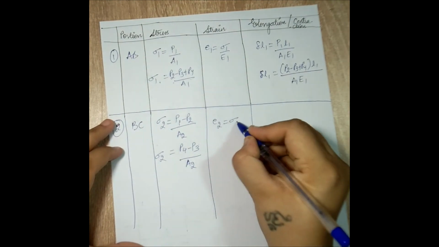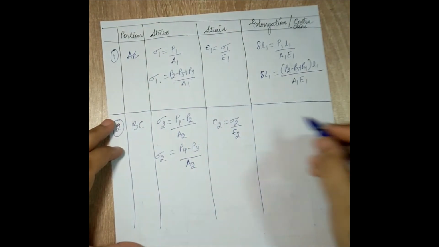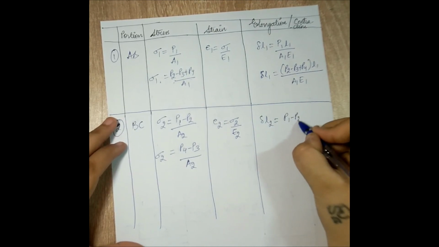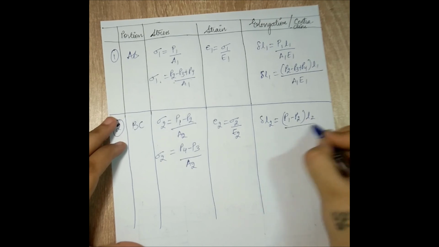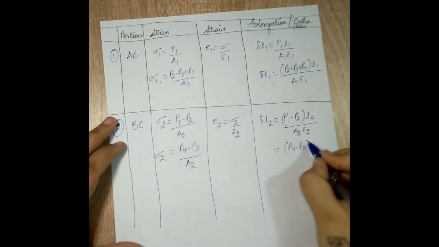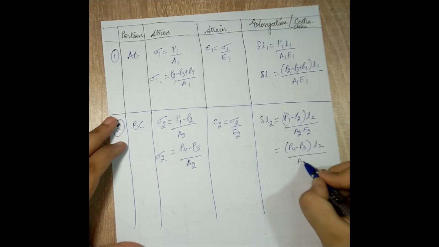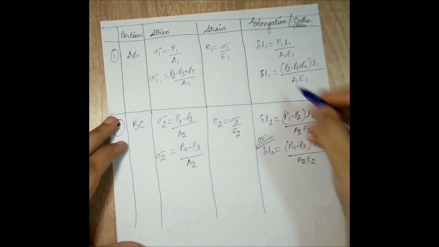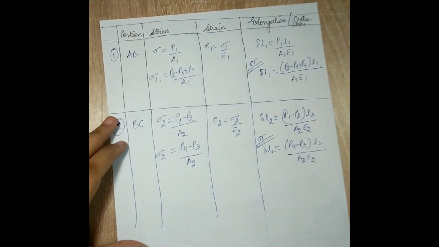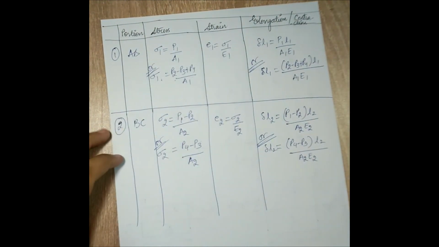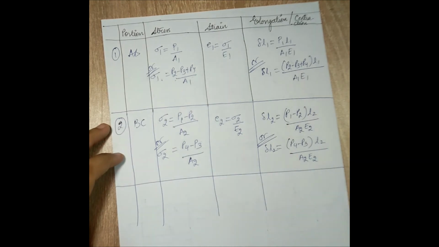Strain will be sigma 2 upon E2. This is very simple. Delta L2 will be P1 minus P2 into L2 divided by A2 E2, or you can write it as P4 minus P3 into L2 upon A2 E2. You can use any one of these two formulas. Similarly here as well, you can use any one of the two formulas. So this is for the portion B to C.